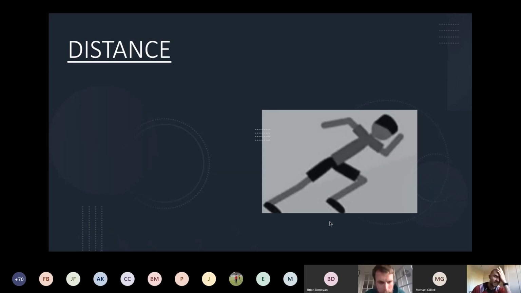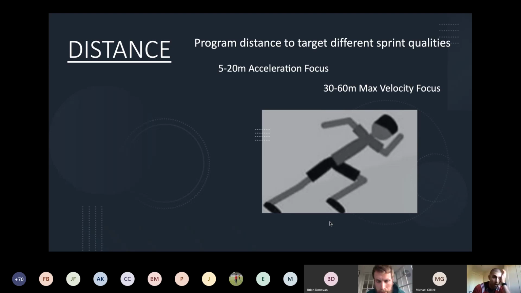Okay, the next one then, distance. So how we manipulate distance. We program distance to target different sprint qualities. The shorter distance, 5 to 20 meters, is going to have an acceleration focus. Obviously going 5 meters and 10 meters is even more about that start phase. Moving into 20 meters is building up that bit more speed.